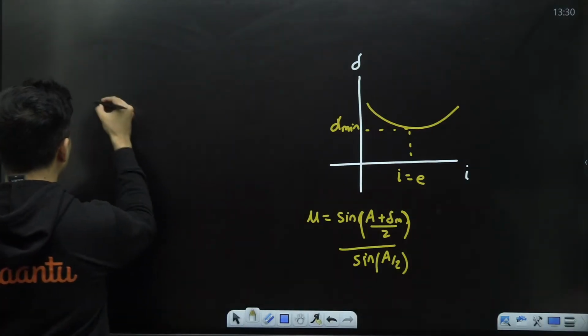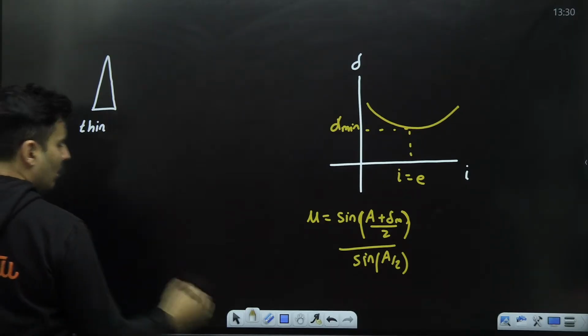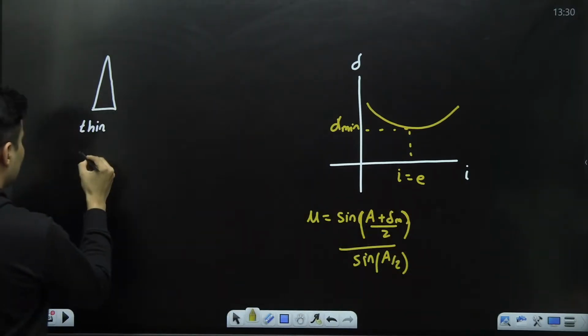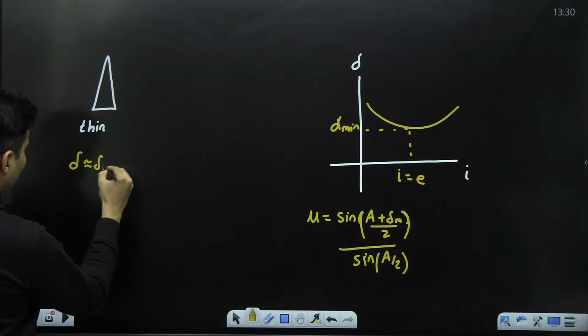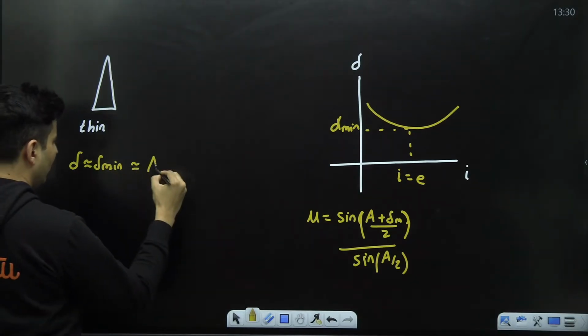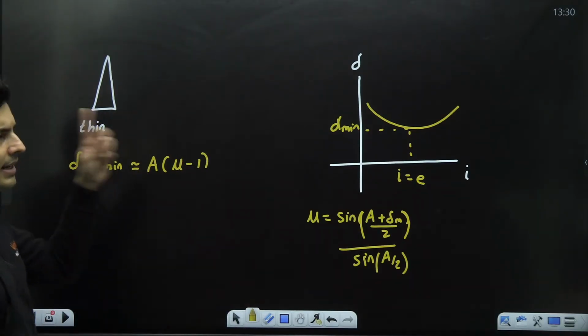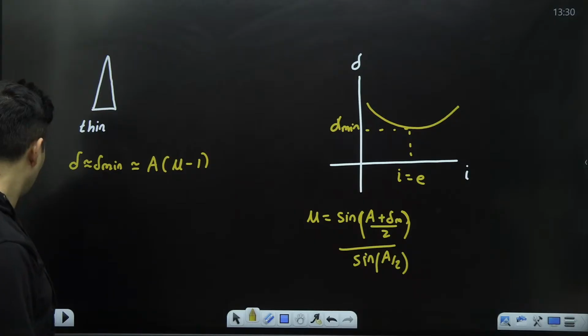When your prism is thin, for a thin prism, more or less all the deviations are roughly equal to the minimum deviation, and using the small angle approximation, you get it as A times (mu minus 1). This is very, very important.